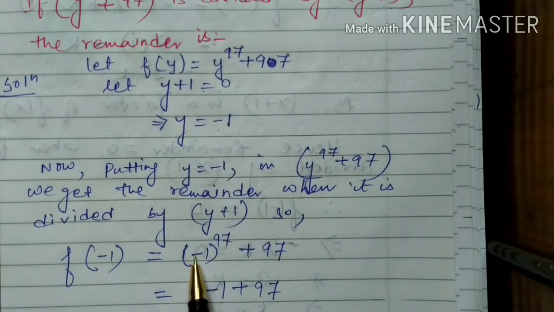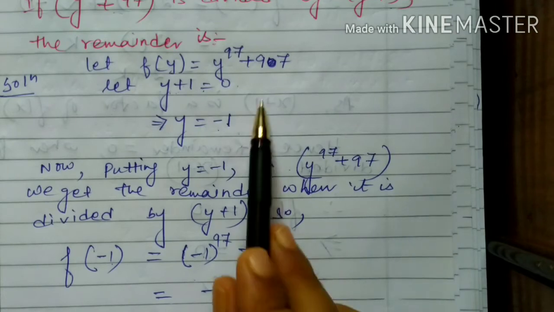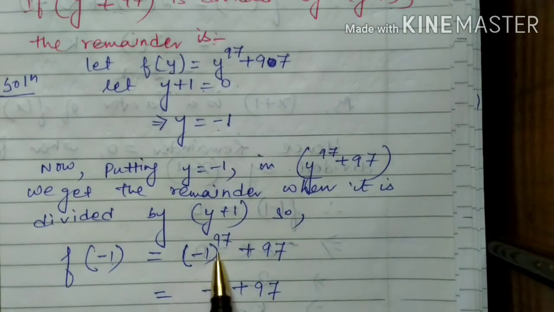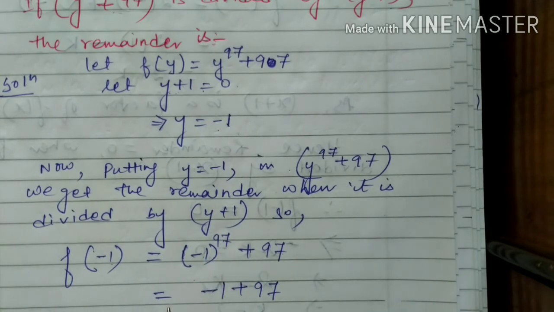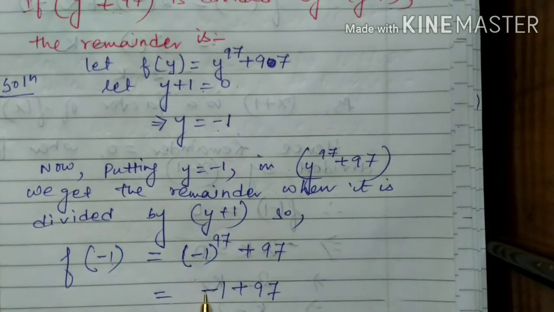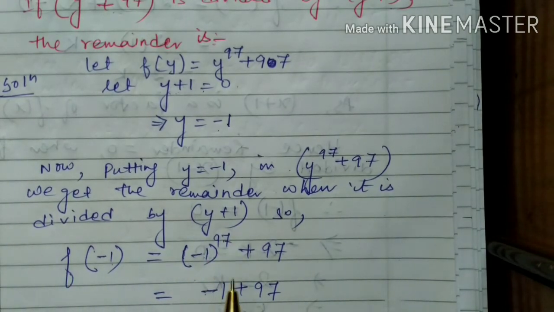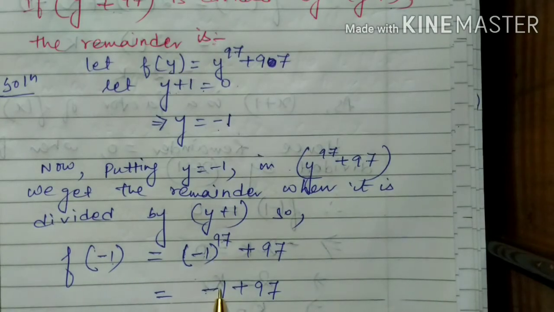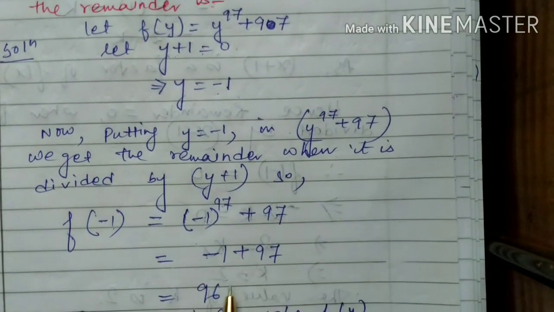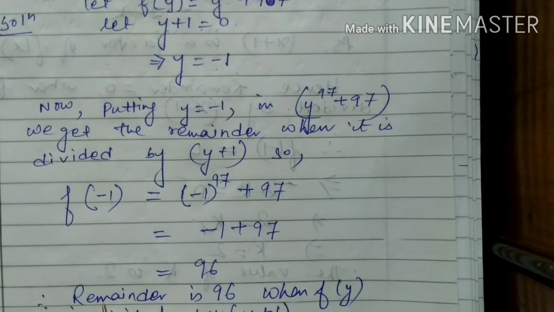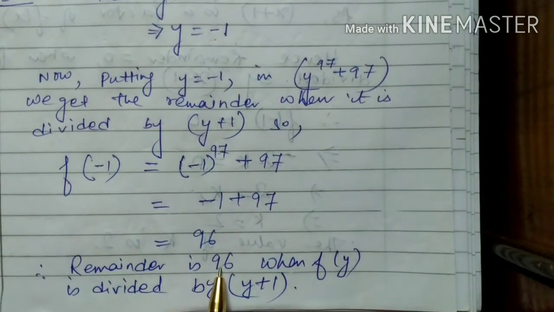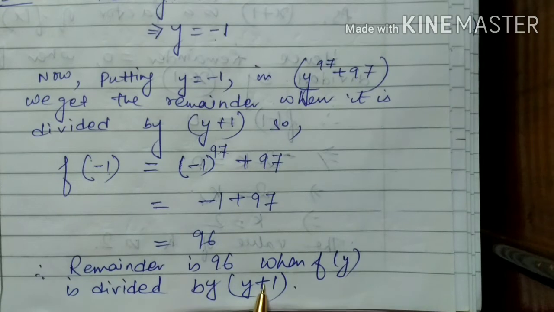y was minus 1, put it to the power 97 plus 97, and any negative number having an odd power will answer in a negative number. So here it is minus 1, its power is an odd number, so the answer will be minus 1. If the power is even, then it would be plus 1. Now minus 1 plus 97 will give you 96. So what will be the remainder? The remainder will be 96 when f(y) is divided by y plus 1.